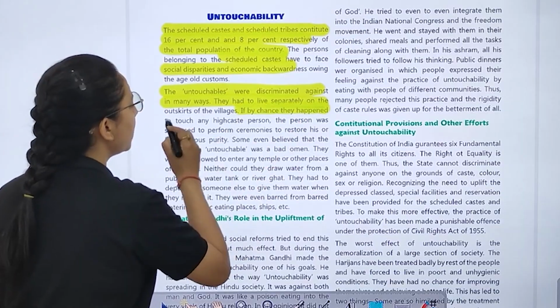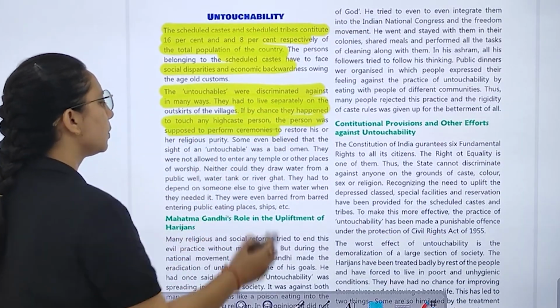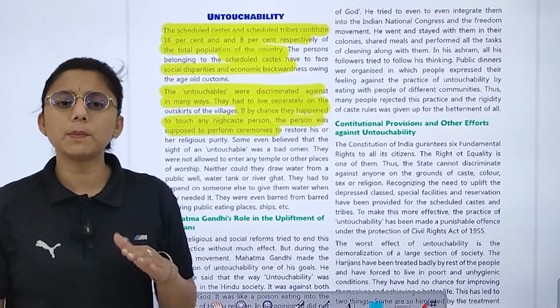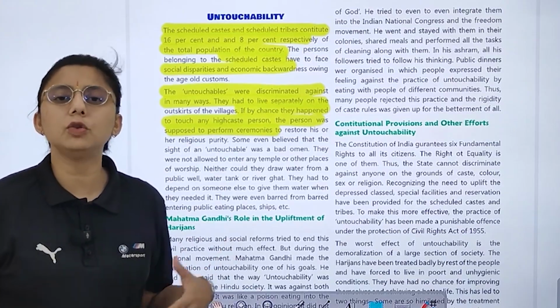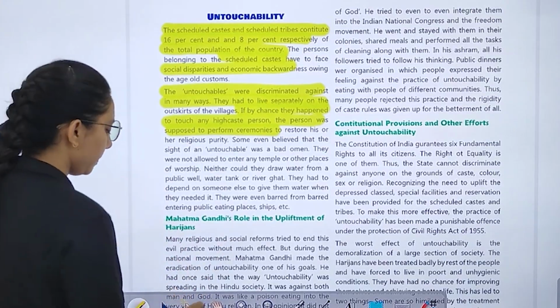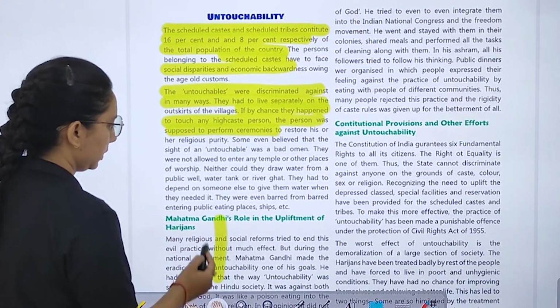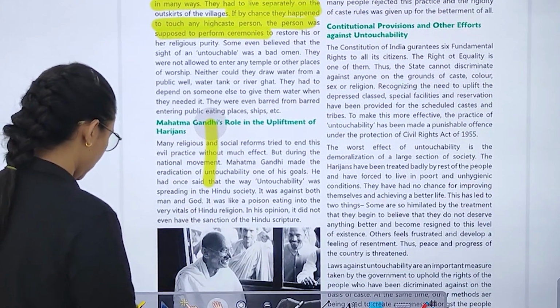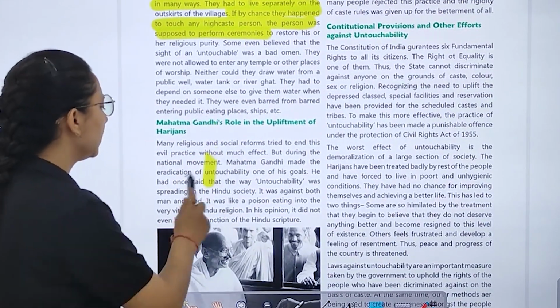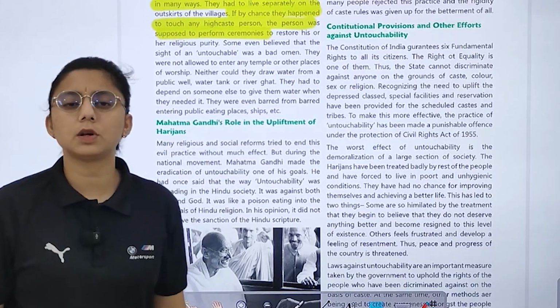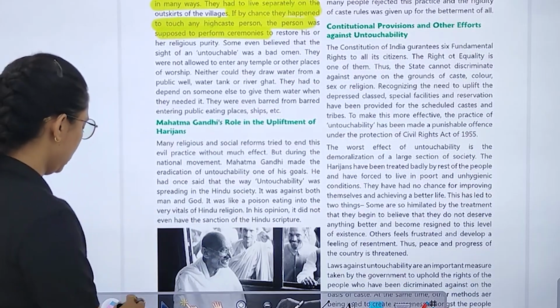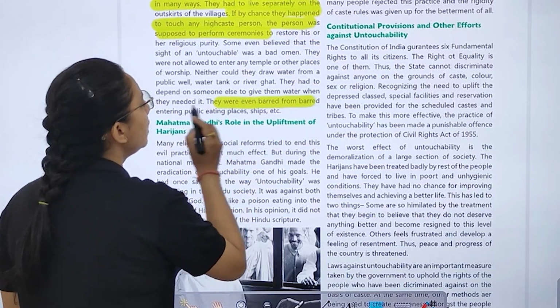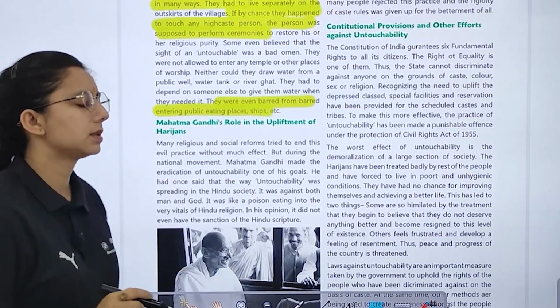If by chance they happened to touch any high caste person, the person was supposed to perform a ceremony, जिससे वो अपनी religious purity को दोबारा regain कर सके. ना तो वो water निकाल पाते थे public well से, ना water tanks और river ghats से. And they were even barred from entering public eating places, right?